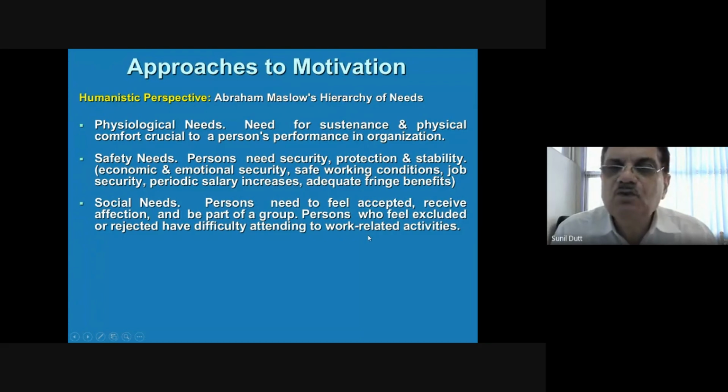So persons need to feel accepted, receive affection, and be a part of the group. So you give work in small groups. You explain the importance of doing work in a team. Persons who feel excluded or rejected have difficulty attending to work related activities.